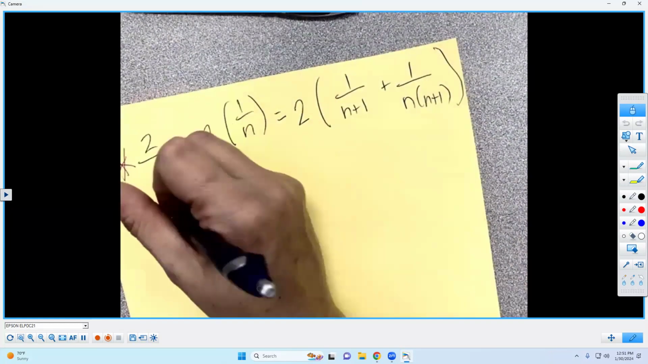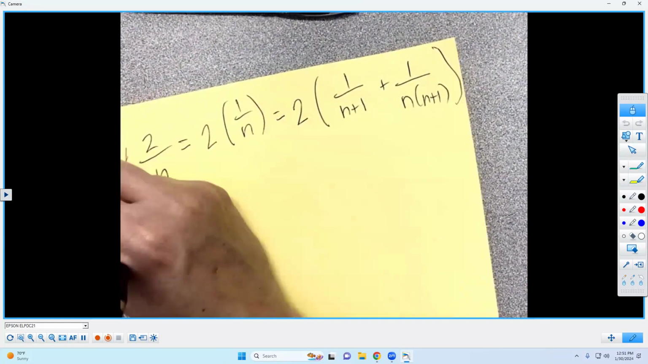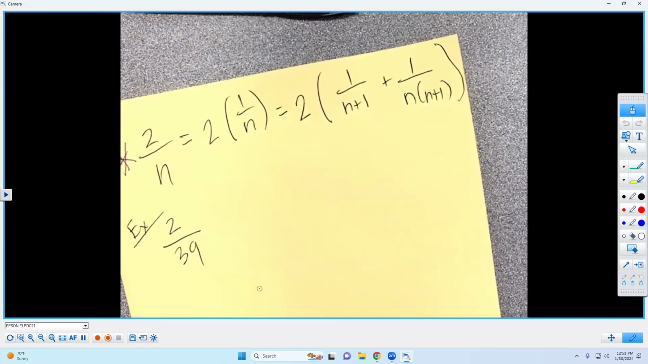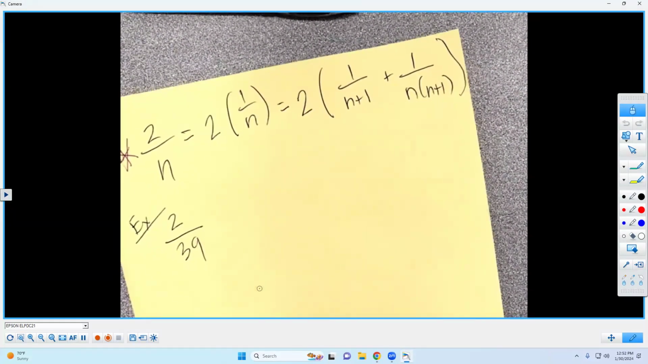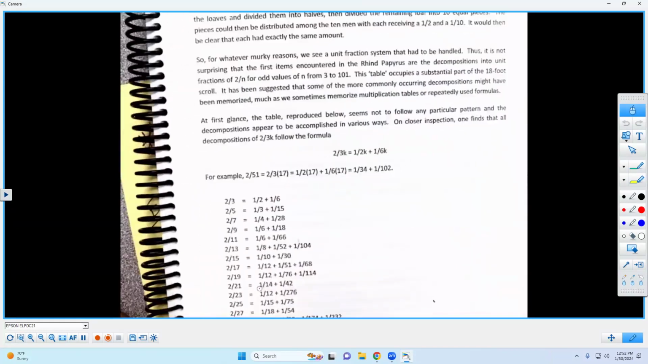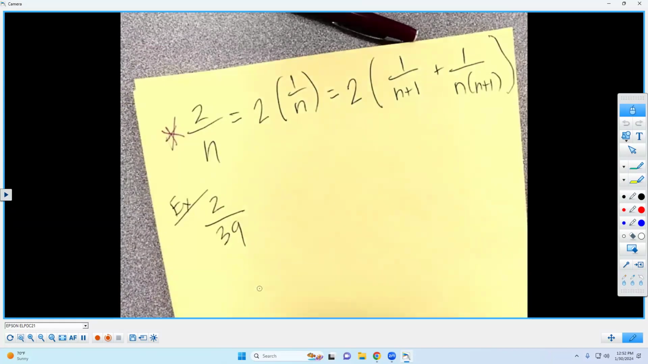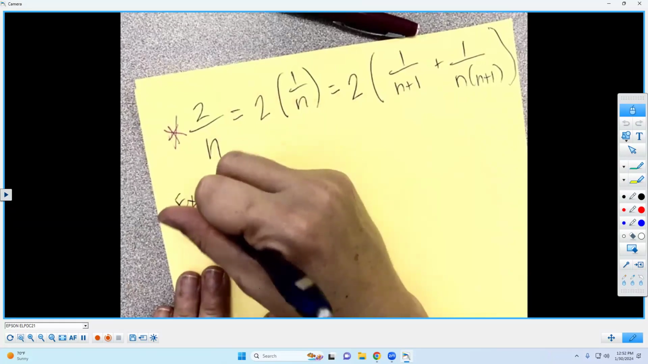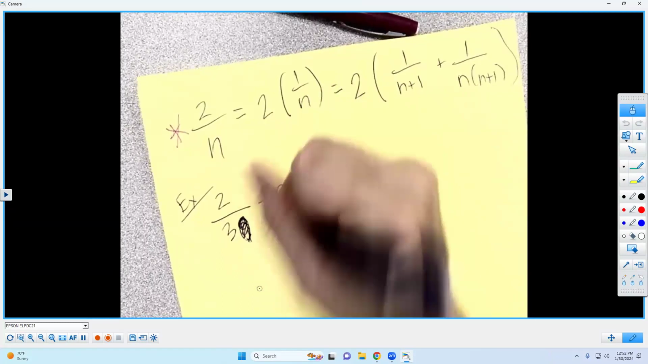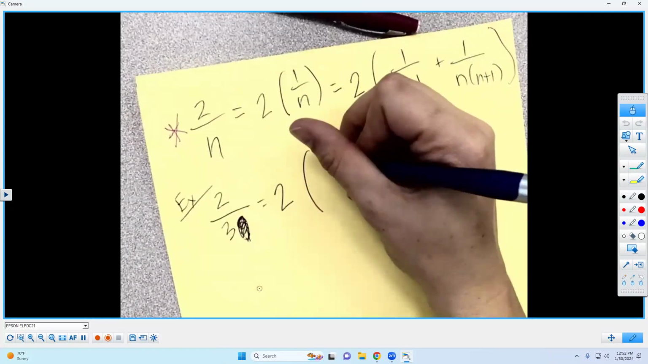So for example, if I had the fraction... Is this the way we figured out how they're doing it? Yeah, it is. Because look, 2/3, well, we haven't done that one yet. We haven't done 2s yet, but give me a second, we'll do some. Let's do 2/3 instead of 2/39. Do 2/3 first. So the idea is it's 2 times, what would the first fraction be?